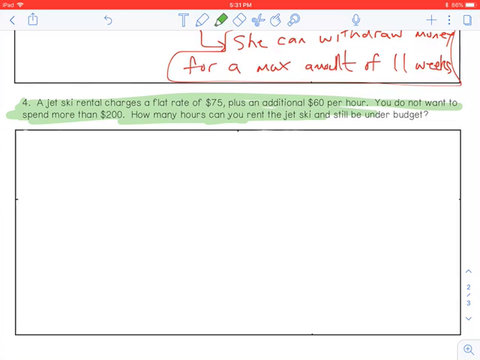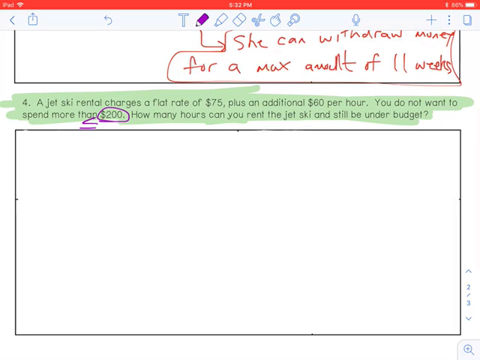I'll go ahead and read through it one time and then leave you be. So, a jet ski rental charges a flat rate of $75 plus an additional $60 per hour. You do not want to spend more than $200. Okay, so if you do not want to spend more than $200, that's got to be, this is a little hint to get you started, less than or equal to $200. How many hours can you rent the jet ski and still be under the budget?